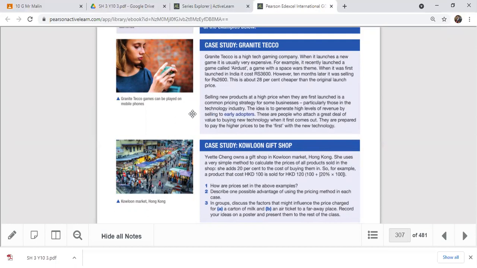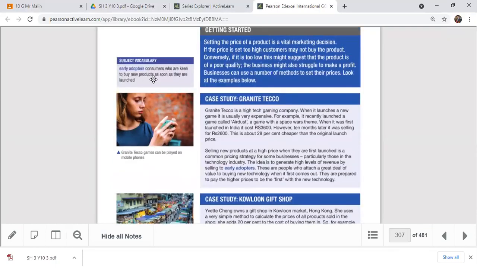So who are the early adopters? In the definition here, you can see they are consumers who are keen to buy new products as soon as they are launched. Right? Sometimes rich people are there, rich kids, rich parents. Sometimes they might buy when the new iPhone is released. Soon after the iPhone release, they are going to buy it. If it is not available in the local country, they might go to Singapore, or to a country where it is available, and they will buy it, or buy it as a gift. So that's called early adopters.